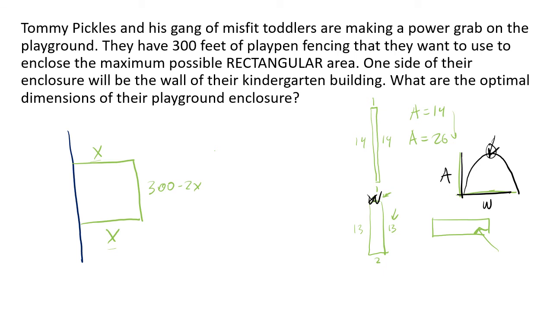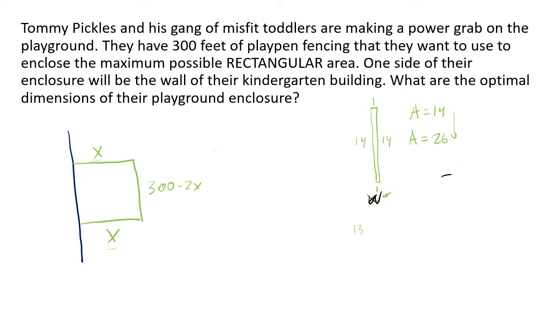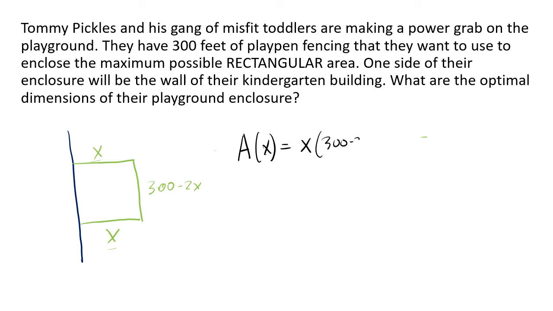So we're going to use these dimensions on Tommy Pickles' playground playpen, and we're going to find the maximum possible area as a function of x in this case, because we call it the width x. All right, so let's do that. Let me erase this stuff. And we're just going to write the function of area as a function of x, right? It's literally just going to be length times width. So x times (300 minus 2x).